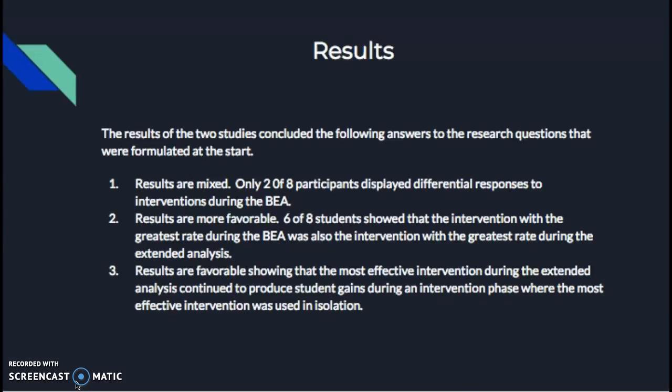And the last question, will interventions identified as most effective during the extended analysis continue to produce improvements in math computation during an intervention phase in which the most effective intervention is implemented in isolation? The answer to that was that they are very favorable, showing that that is indeed happening.